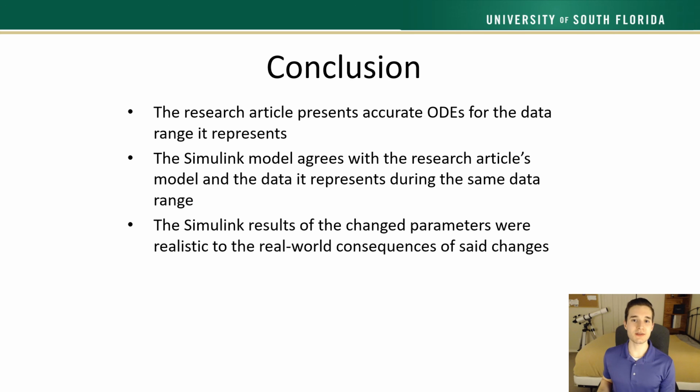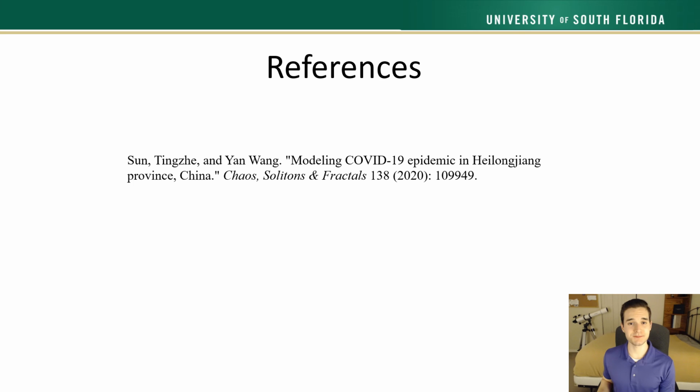In this analysis, 5 ordinary differential equations that were presented in a research article about COVID-19 patient populations were modeled in Simulink. The Simulink model presented in the analysis was accurate to the graphs and data presented in the research article. Parameters in the Simulink model were then changed to reflect different situations, and the results were accurate to the suspected real-world outcomes of said parameter changes.